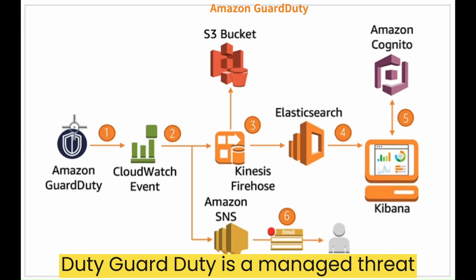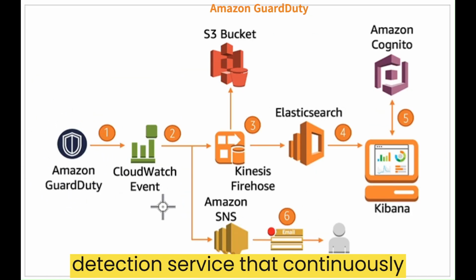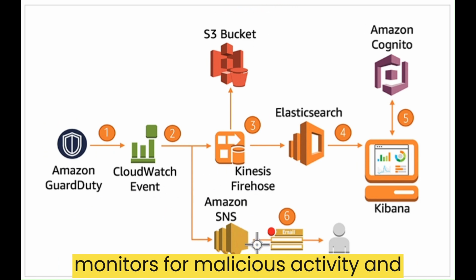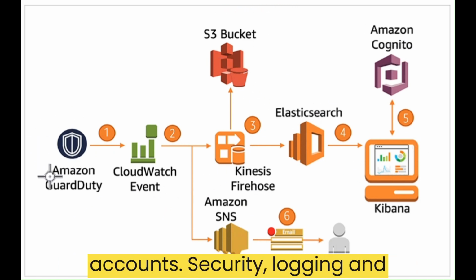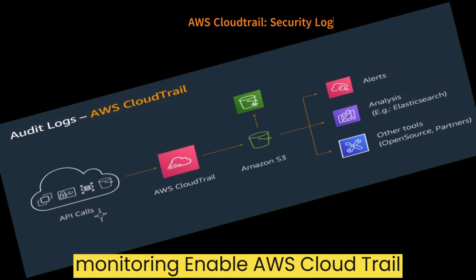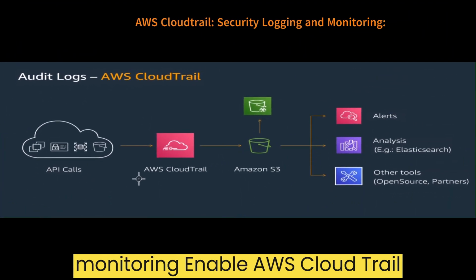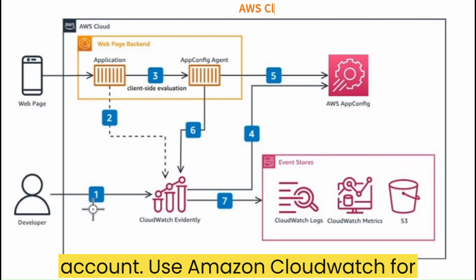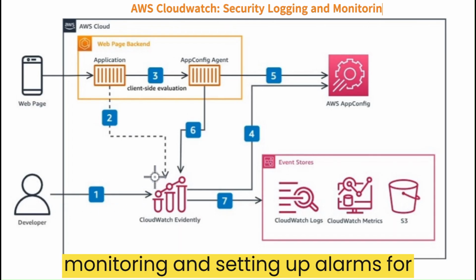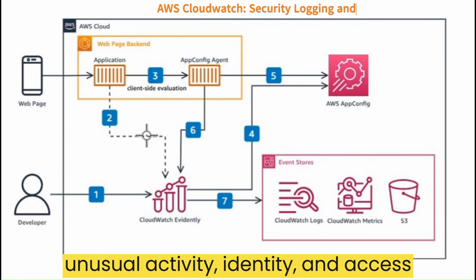Amazon GuardDuty. GuardDuty is a managed threat detection service that continuously monitors for malicious activity and unauthorized behavior in your AWS accounts. Security Logging and Monitoring. Enable AWS CloudTrail to log all API calls made on your account. Use Amazon CloudWatch for monitoring and setting up alarms for unusual activity.